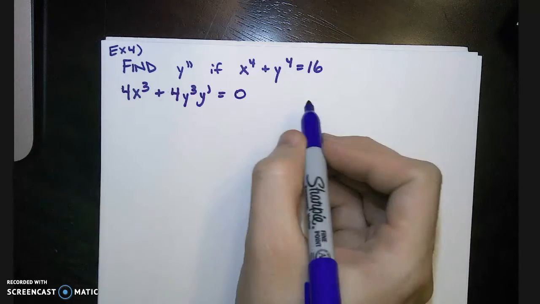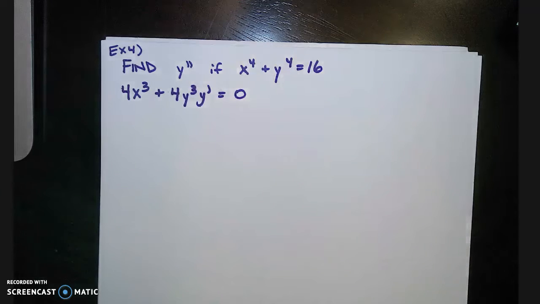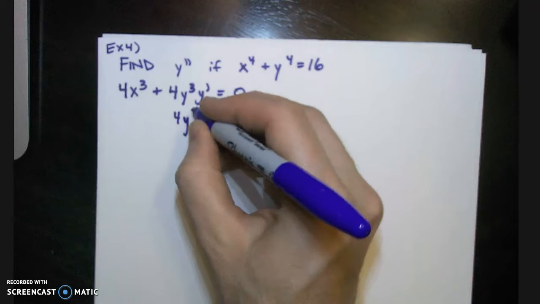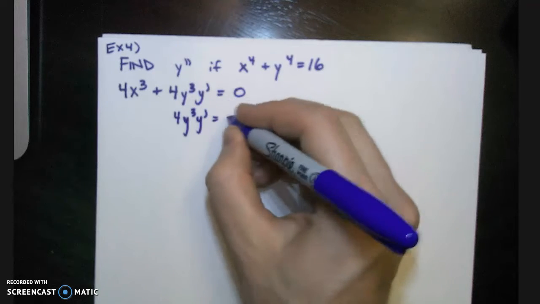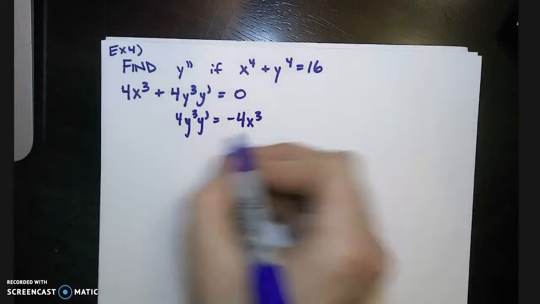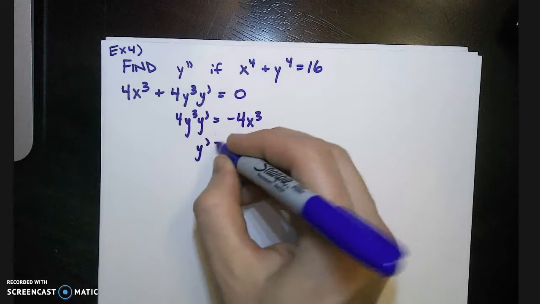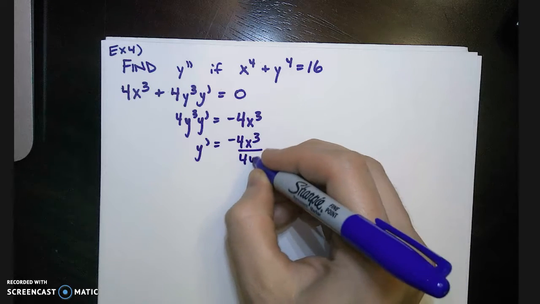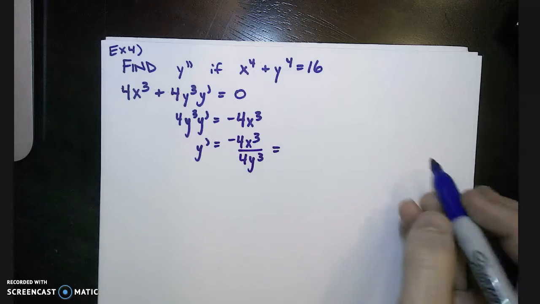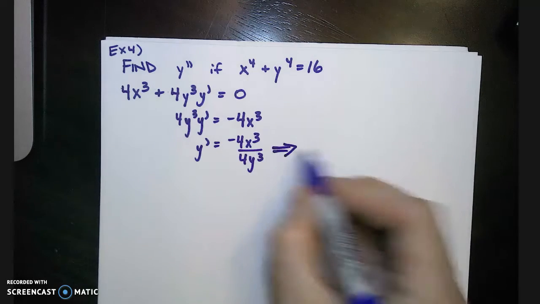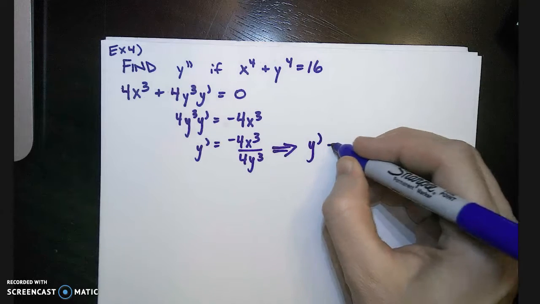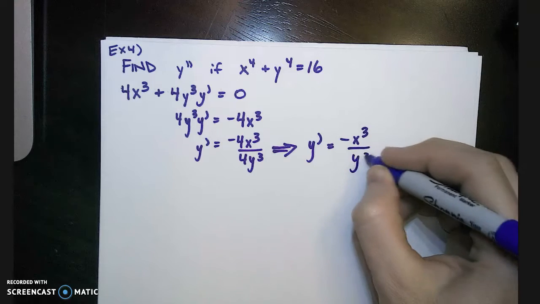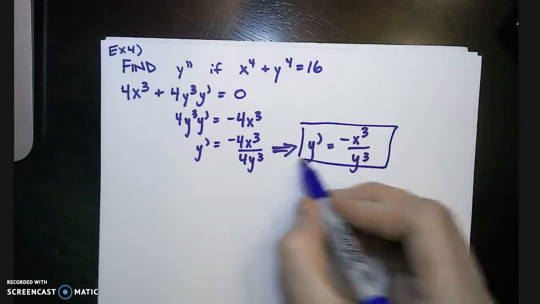So that's my first derivative, but we want to get y prime by itself. So we're going to subtract 4x cubed to the other side. And then we're going to divide by the 4y cubed. And if you simplify that, we're going to get y prime equals, 4's cancel, so negative x cubed over y cubed. So that's my first derivative.